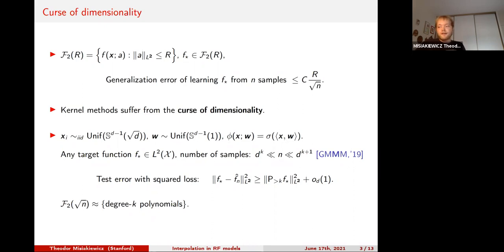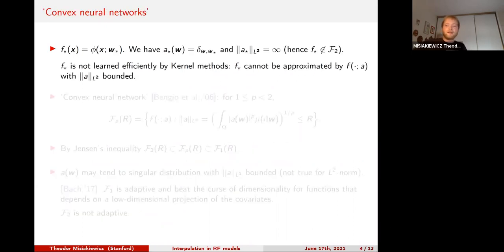It's kind of disappointing, given that there are classes of functions that can be efficiently approximated by neural networks, and we expect to be able to do much better on them. For example, take the task of learning a single neuron, f star of x equals phi(x, w star). It's very easy to represent as a two-layer neural network: simply put a Dirac at w star. The problem of Diracs is that they're not square integrable. In particular, f star is not in the RKHS.